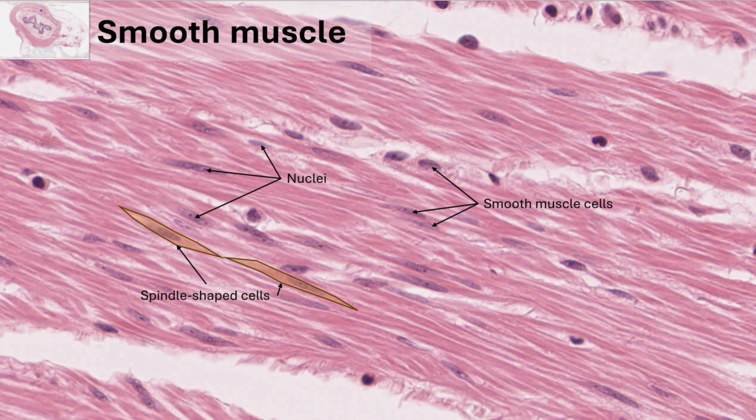Lastly, if you take a look at the tissue as a whole, you will note that you cannot find striations in smooth muscle.